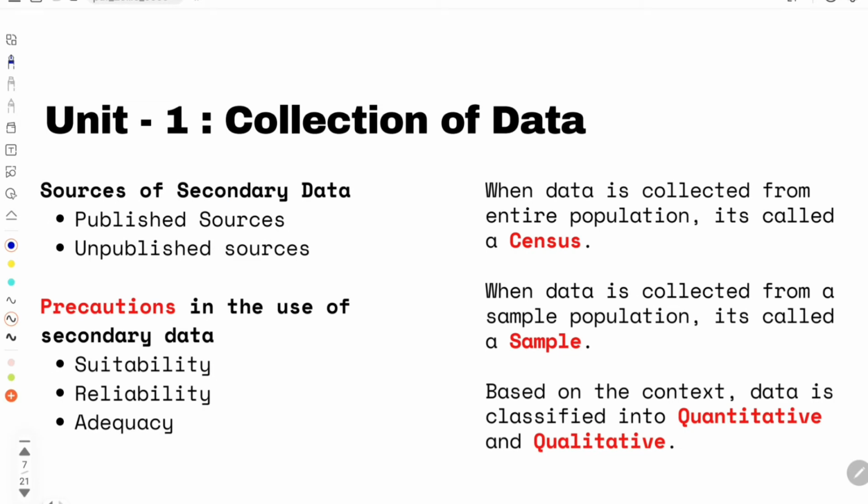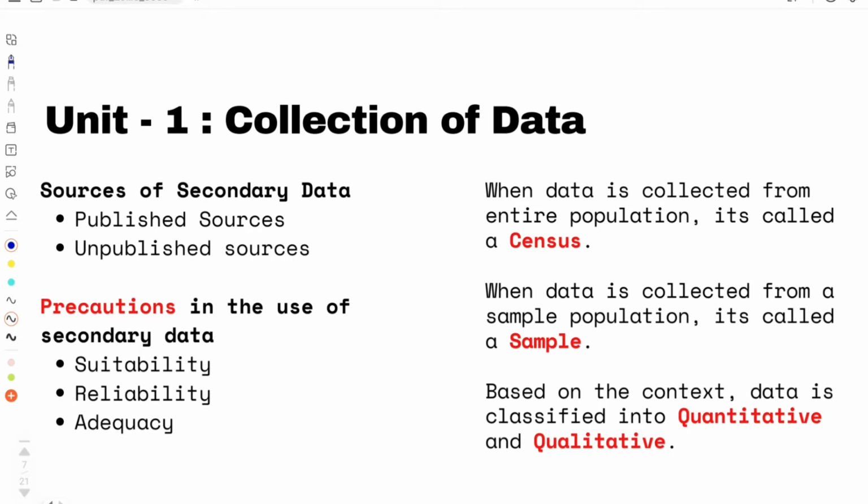Next we come to secondary data. Secondary data could be from published or unpublished sources, but since secondary data is not collected for our particular study, we'll have to use it with a pinch of salt. That is, we should make sure that whatever secondary data we are dealing with is suitable for our study, reliable and adequate.